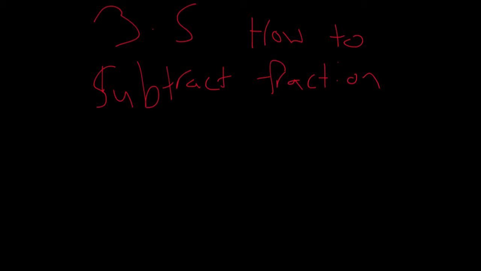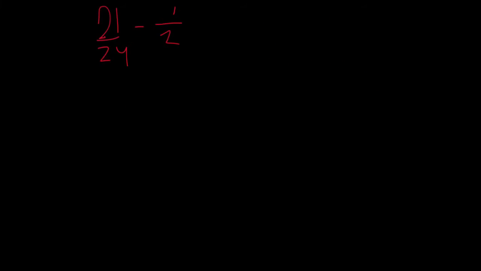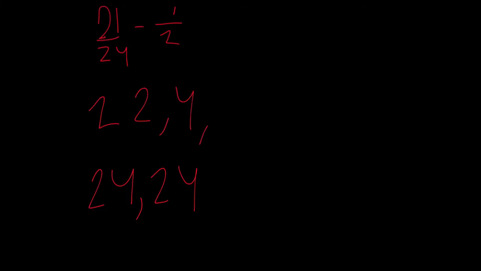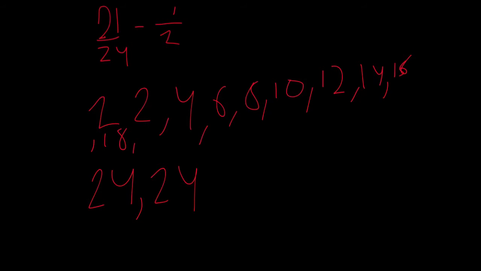3.5. How to subtract fractions. Alright, since they have separate denominators, you'd write the LCM. 2 and 24. 24 times 1 is 24. 2 times 2 is 4. 6, 8, 10, 12, 14, 16, 18, 20, 22, 24. Alright, now, so they both have 24.